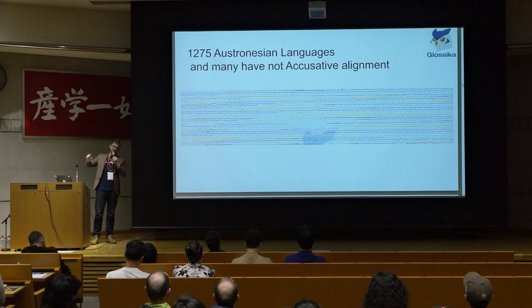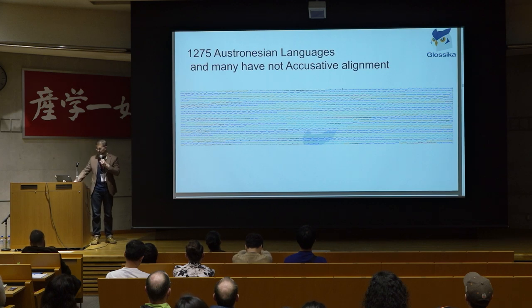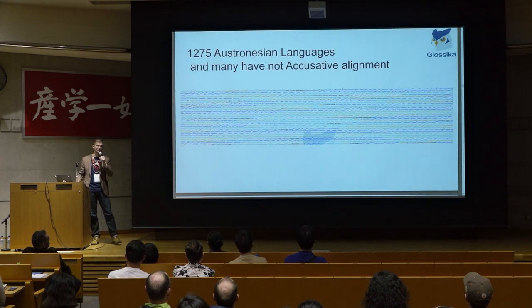There are 1,275 Austronesian languages. You can see it on the chart outside the conference hall. And many of these do not have accusative alignment. That means they don't use nominative-accusative. They don't use subject and object the way we think of it.